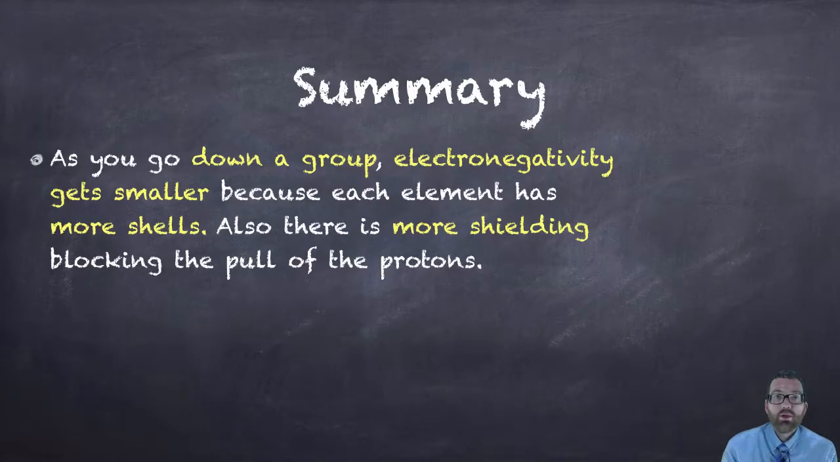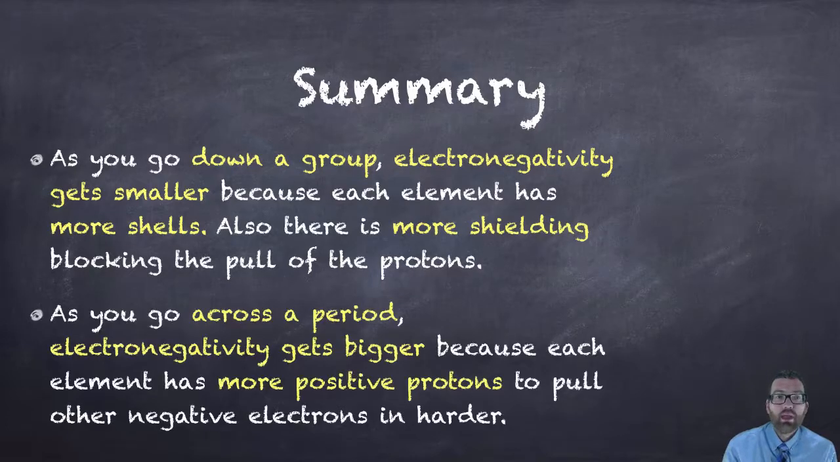So as you go down a group, electronegativity gets smaller because each element has more shells, and there's also more shielding that's blocking the pull of protons. So they're not going to pull electrons in, they're going to give electrons away. And as you go across a period, electronegativity gets bigger because each element has more positive protons to pull other negative electrons in harder. Remember, opposites attract. Positive protons will be pulling in negative electrons and winning that tug of war for electrons.